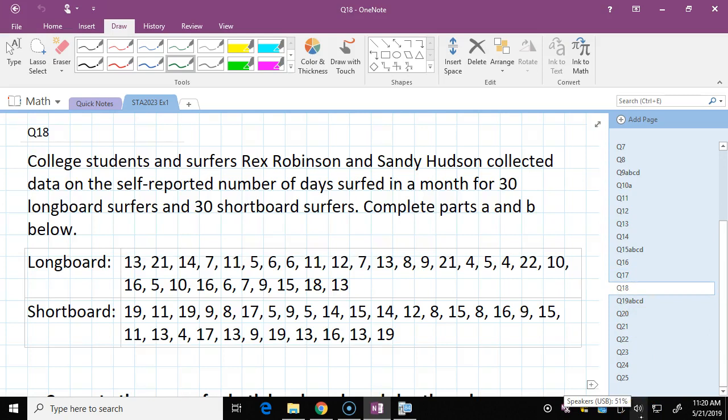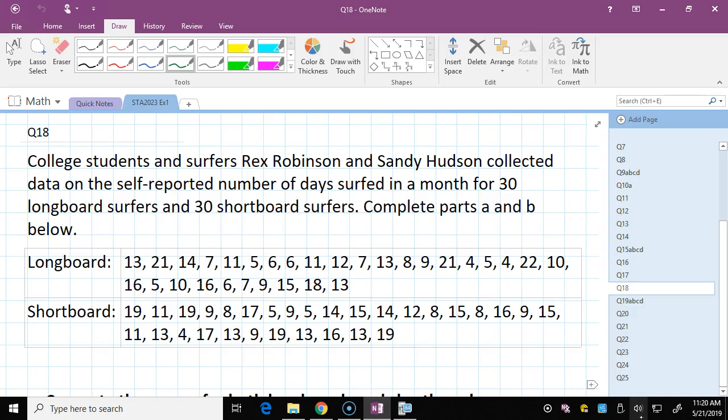Number 18, I definitely, again, use StatCrunch, especially on this one, because you have 30 numbers for each one of these. And they want the mean and the standard deviation for both of these. This is StatCrunch at its best, okay? Or using your calculator. You can do the calculator too. All right? So let's jump into that calculator and put in these numbers and get that information.